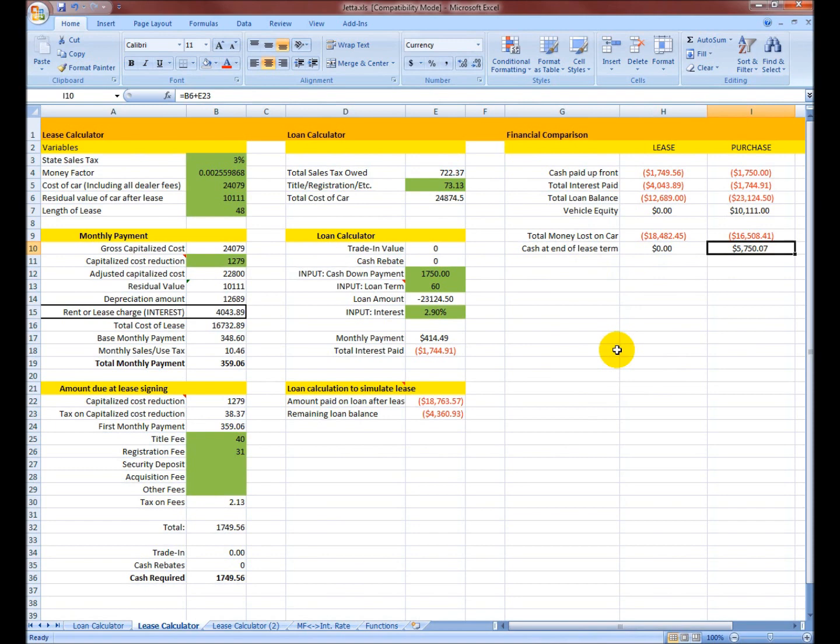So hopefully this shows you some of the numbers, helps you understand how this money factor and the lease charge actually work, and gives you a better idea of the differences between leasing or purchasing a car.